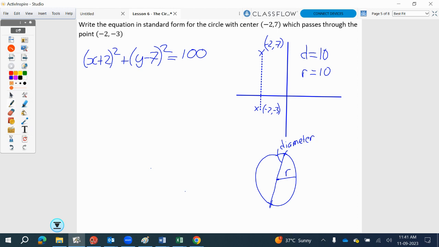Sir, is that standard form? Yes, this is standard form, not general form. Sir, what are the other forms of the circle equation? If you expand and move it around, then it's general form. I thought standard form was ax. For a circle, this is standard form.